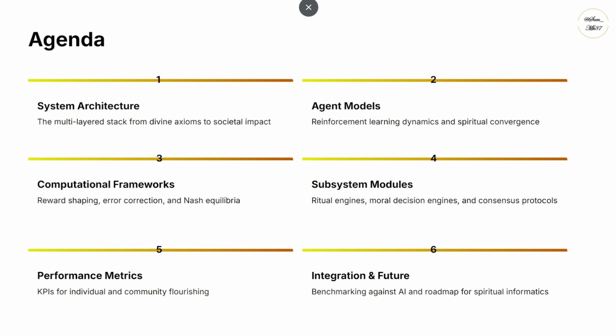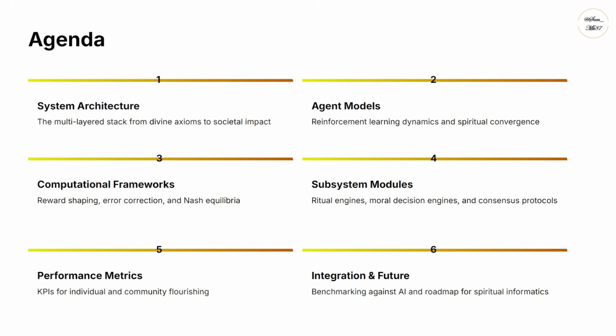So this is the agenda for today's seminar. Today's seminar is designed to take you on a journey from foundational concepts to practical implementation. We're going to start by examining the overarching architecture of a religious system, how abstract principles are structured and also translated into action. Then we're going to explore the agent models that operate within this system, the individuals, the institutions, and also subgroups that shape and respond to moral dynamics.